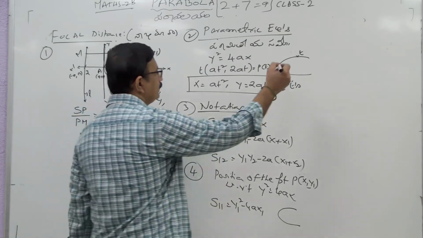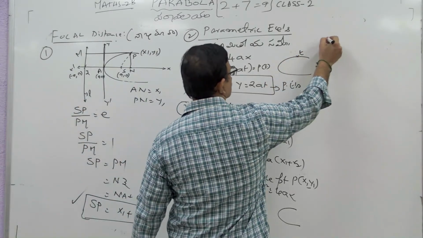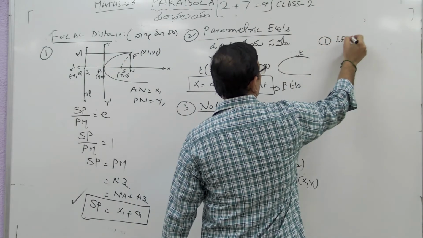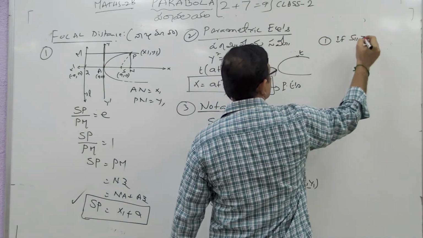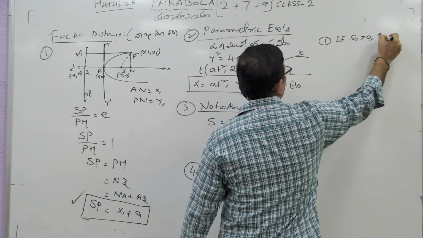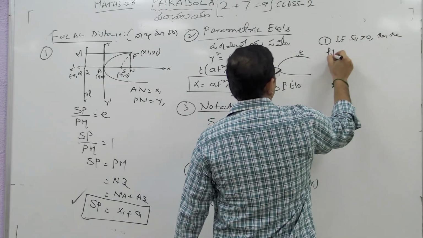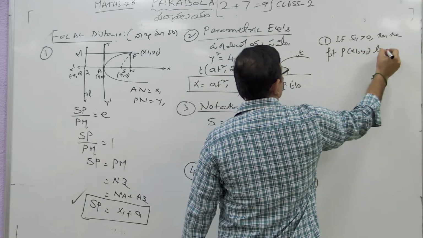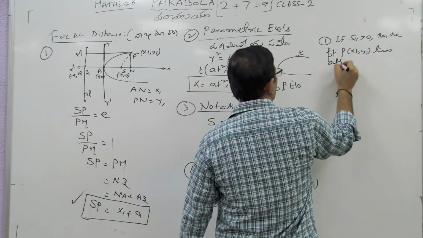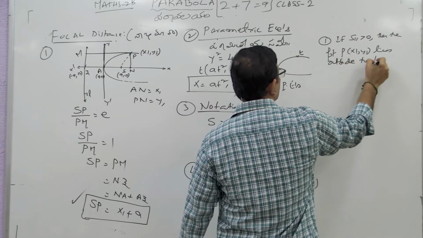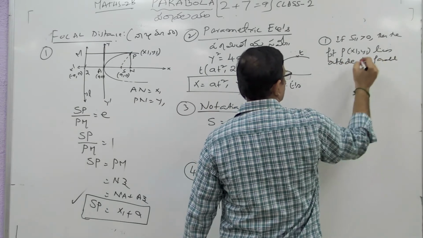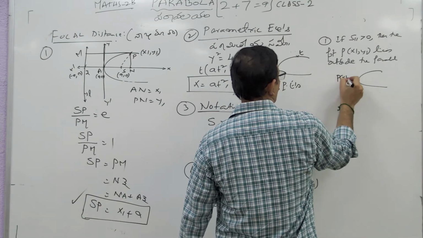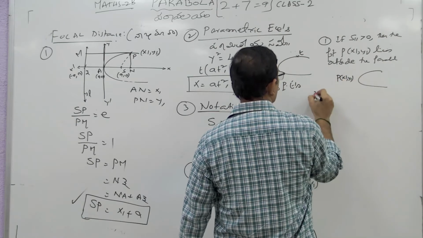Right. So in this one, there are three cases. What is the first case? If S11 is greater than 0, then the point P x1 comma y1 lies outside the parabola. Outside the parabola. That means if you take the parabola like this, where does this lie? It lies outside. This is the meaning of the first case.